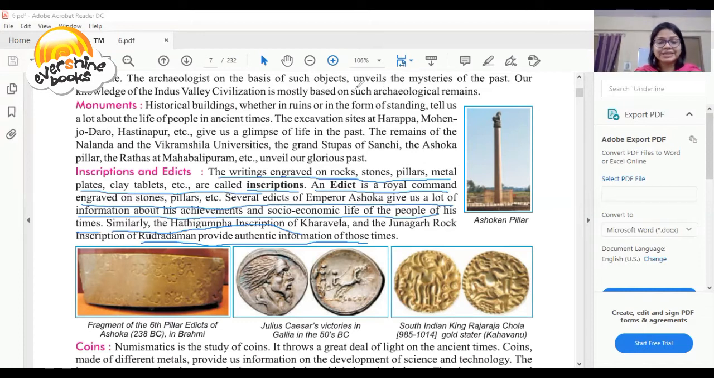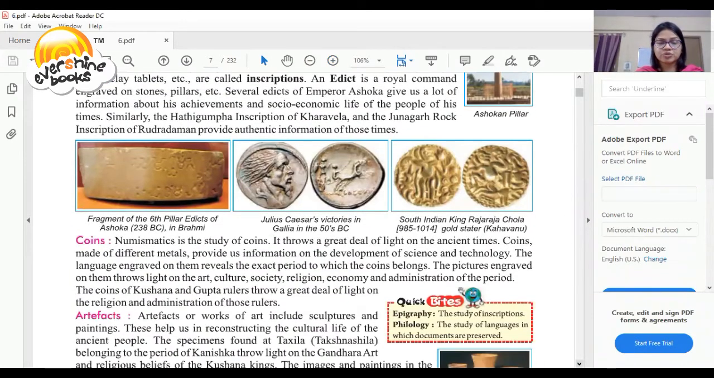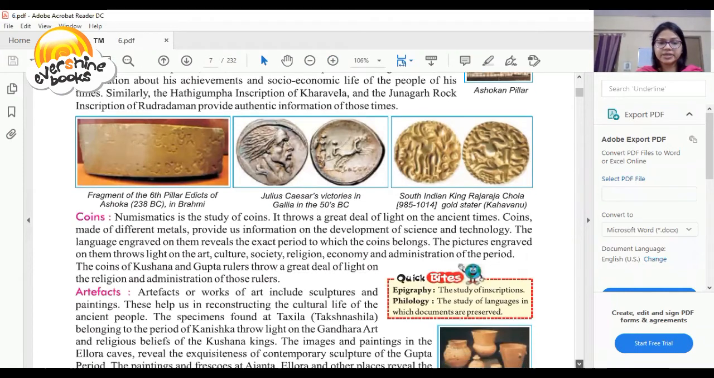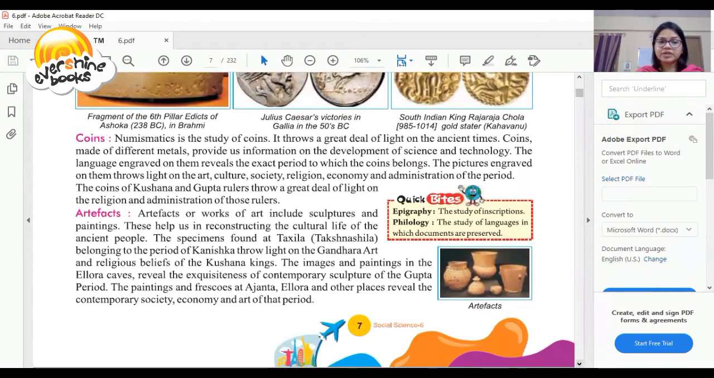So basically, these are writings engraved on rocks, stones, pillars and in the metals. So let's understand what is coin. So dear student, as you can see on my screen, these are examples of inscriptions and edicts. As you can see on my screen, this is the pictorial part of inscriptions and edicts. Let's understand what is coins.